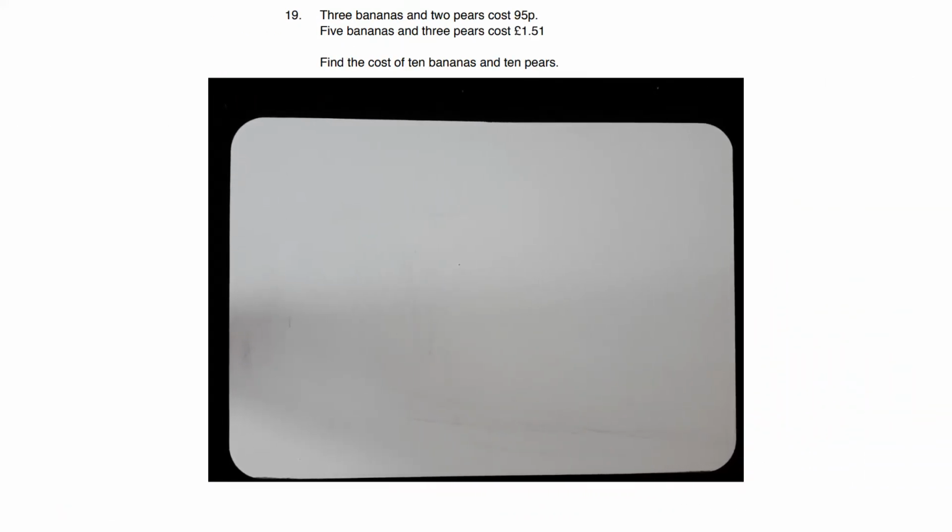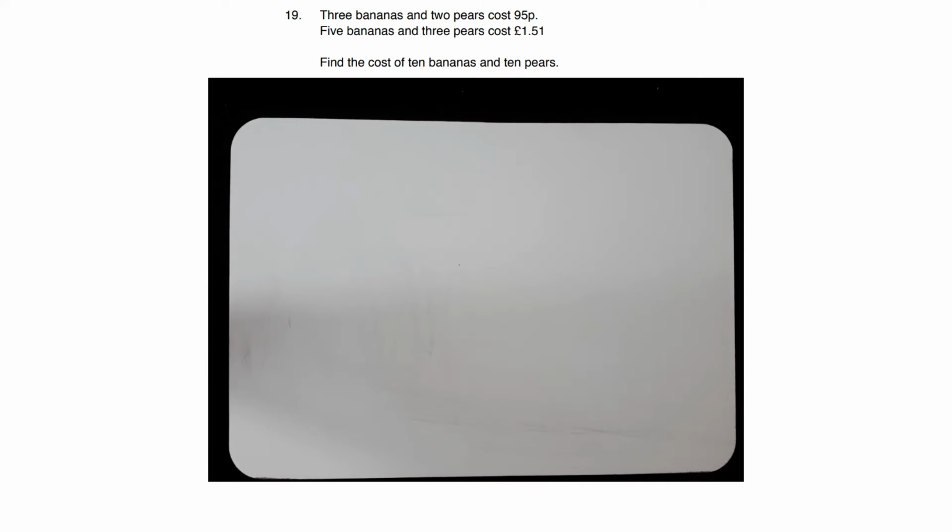Okay, now for our last word problem. It says here that 3 bananas and 2 pears cost 95 pence. And 5 bananas and 3 pears cost 1 pound 51 pence. Find the cost of 10 bananas and 10 pears. So first of all, we're going to have to find the cost of 1 banana and 1 pear. Then we can find the cost of 10 bananas and 10 pears by multiplying that number by 10.